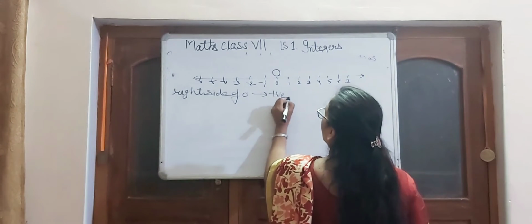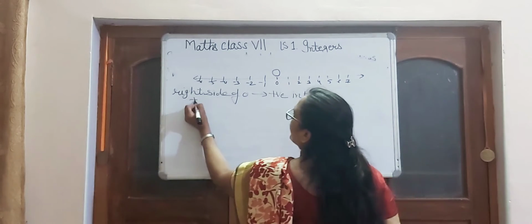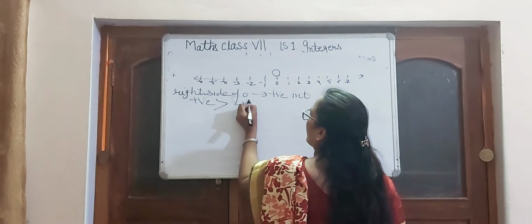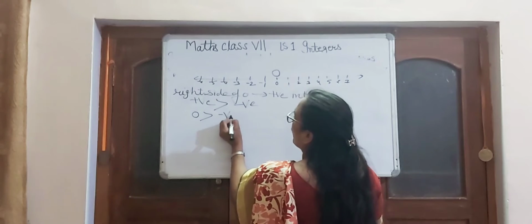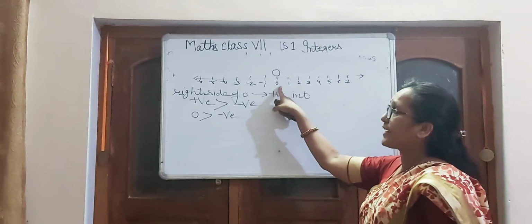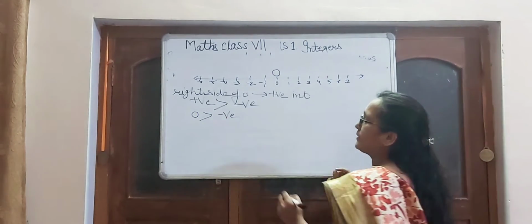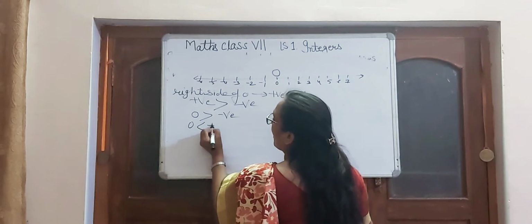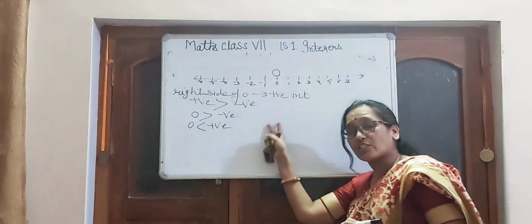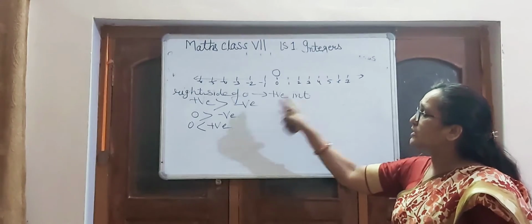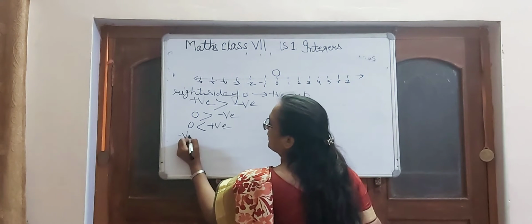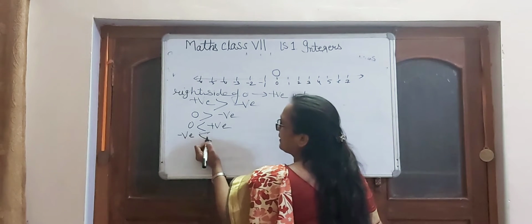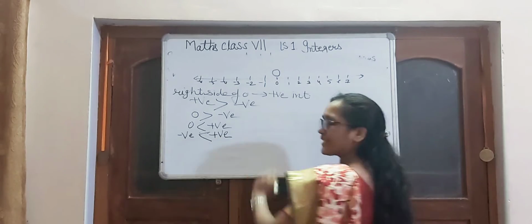Positive integers are always greater than negative integers, and 0 is always greater than negative integers but less than the positive integers. This is very important, beta. This will be used for solving the sums. A negative integer is always less than a positive integer.